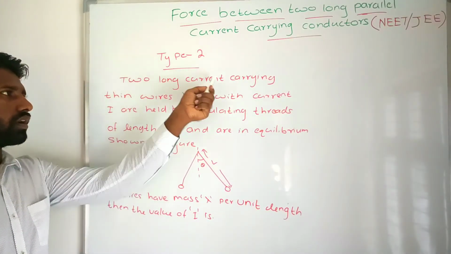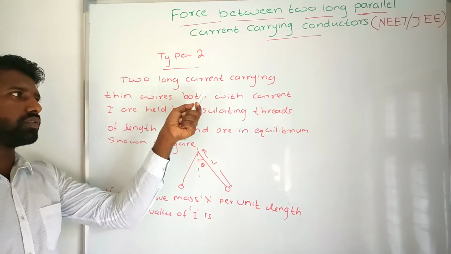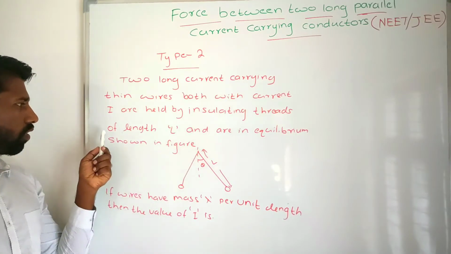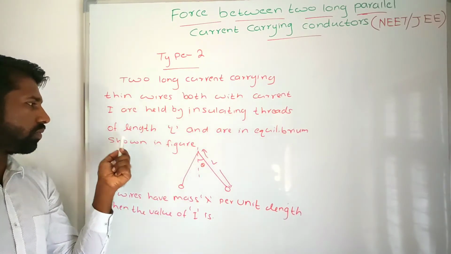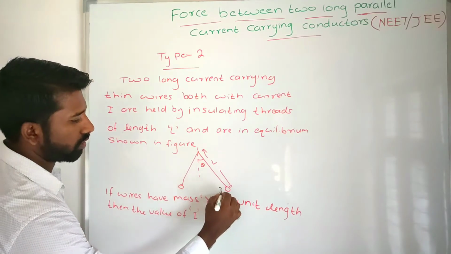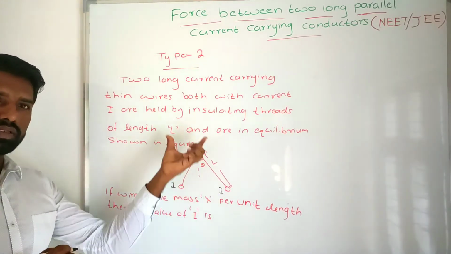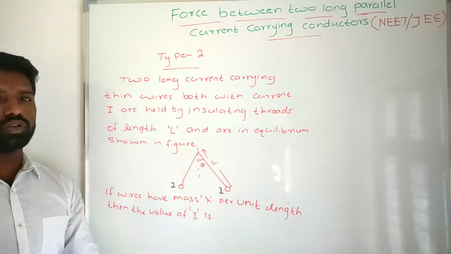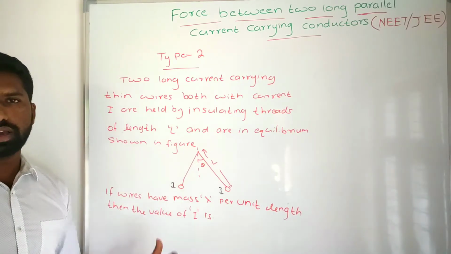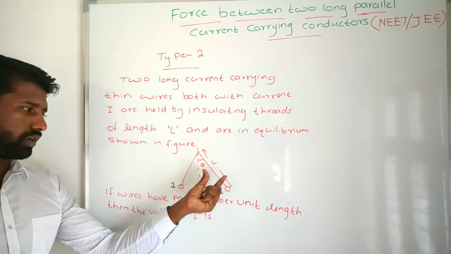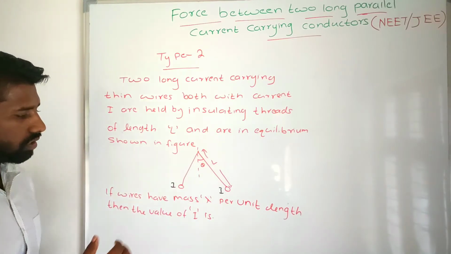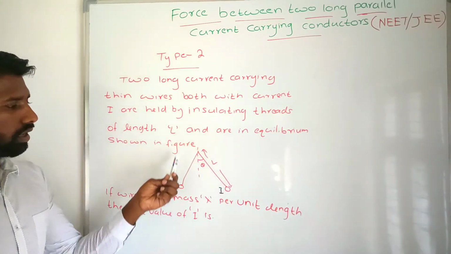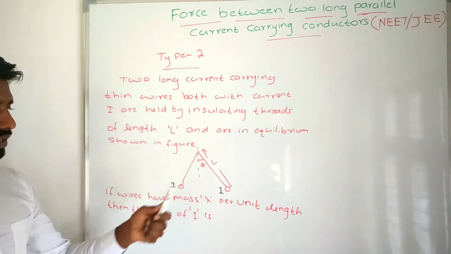Two long current carrying thin wires, both with a current I, are held by insulating threads of length L and are in equilibrium as shown in the figure. These two current carrying conductors are placed this way. If the wires have mass lambda per unit length, then we need to find out the value of the current I through them. Here is one current carrying conductor, this is another, and these two are held like this. So we need to find out the current.